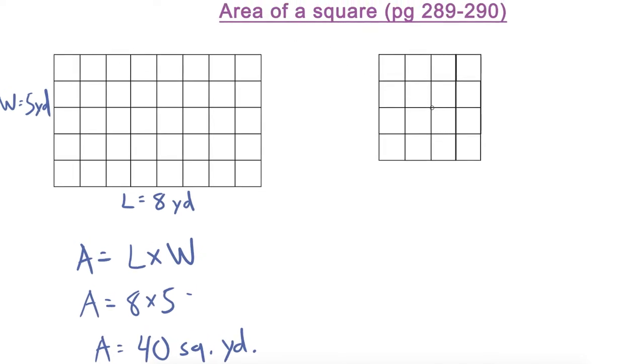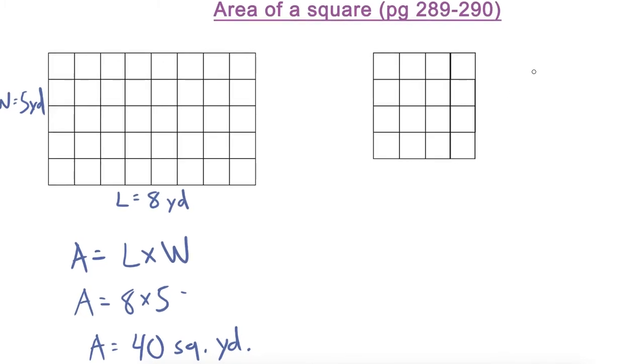Very similar. If you remember, a square has 4 equal sides, 4 sides that are all the same length. So if one side is 3 inches long, that means all the other sides have to be 3 inches long too, because in order for it to be a square, they have to have the same length on all sides, okay?